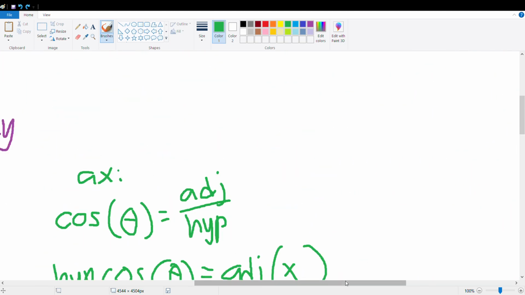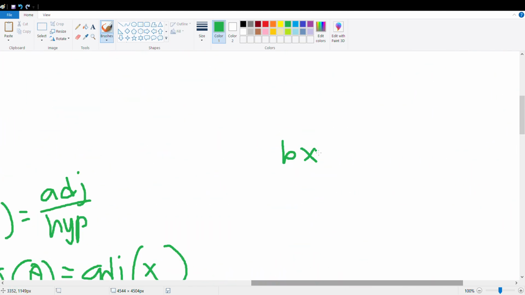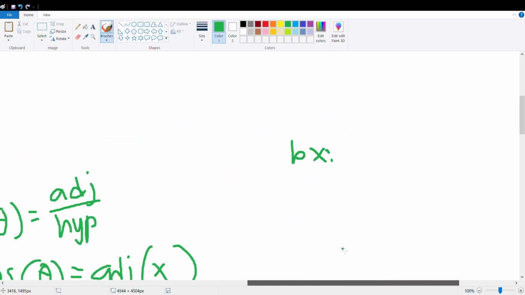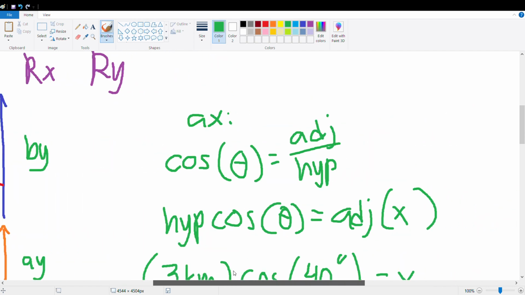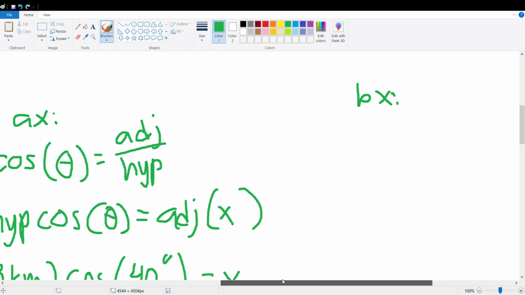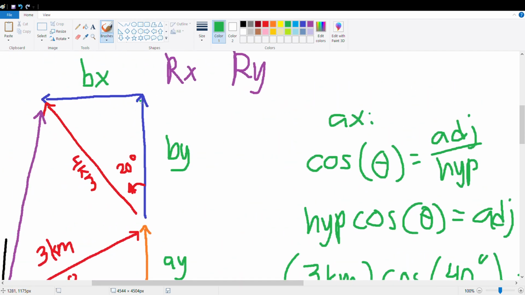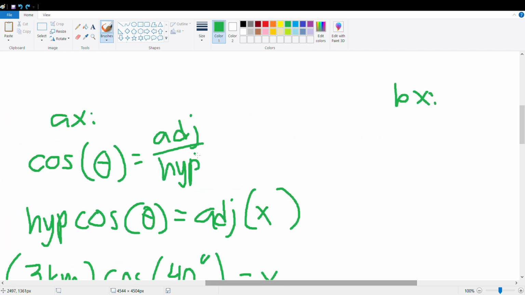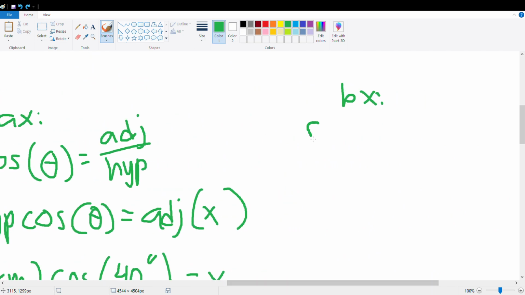Alright, so now for the B. So BX, or we can start with BY. I don't know, it doesn't really matter. Let's start with BX first because it's easier. So once again, this is the opposite, so we're going to use sine for that. Different from AX, by the way. So sine theta equals opposite over hypotenuse.